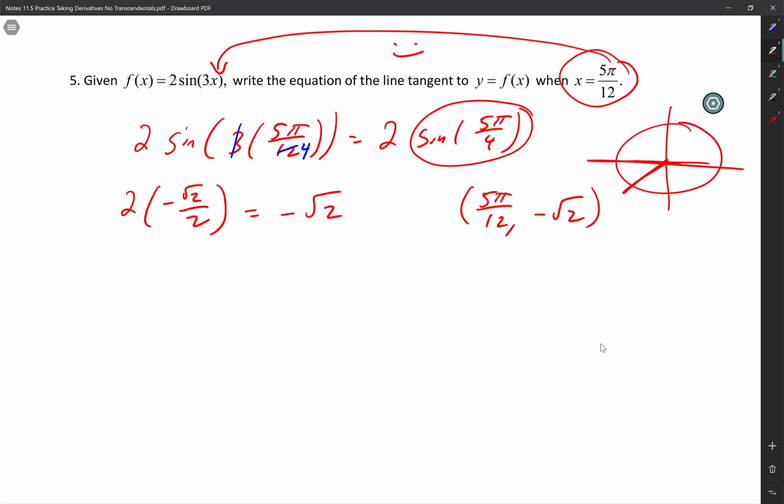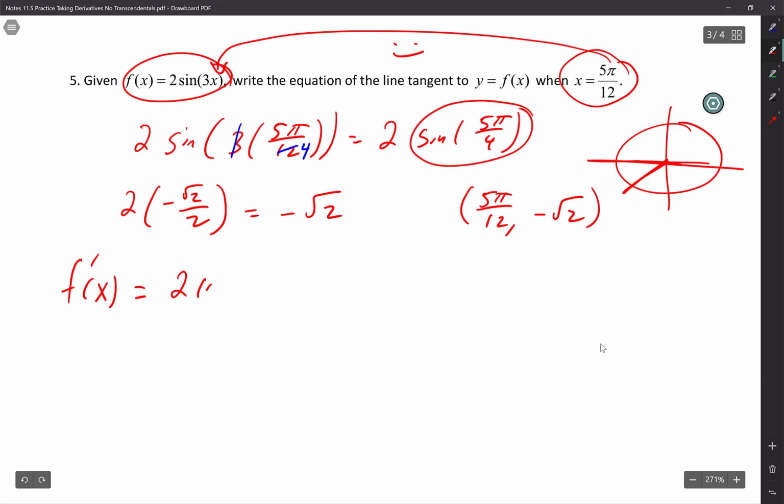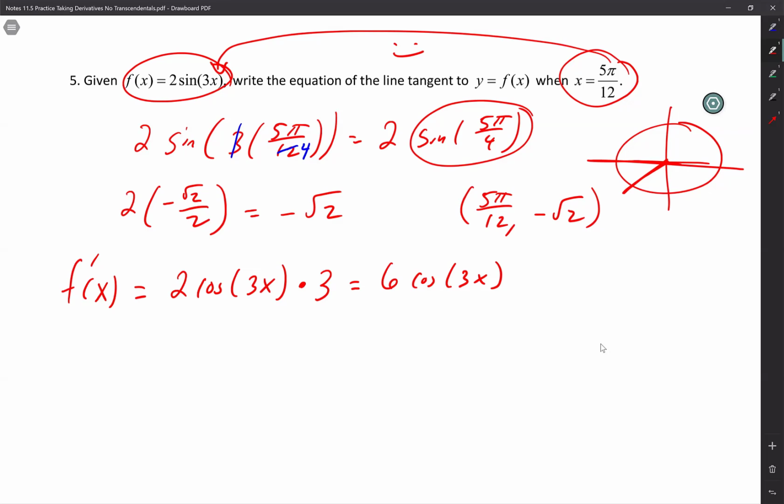All right, now I need a slope. So to get a slope, I got to take a what? Yeah, derivative. Anyone can answer now. So here we go. I'm taking a derivative. So the derivative of 2 sine 3x is 2 cosine 3x, and I'm not done, chain rule times 3. If you were to ask me this question the second semester, I would just immediately write 6 cosine 3x, but no big deal. 6 cosine 3x. Everyone pretty chill about that? So now, again, I'm going to plug in 5 pi over 12 to see what my slope is. f prime of 5 pi over 12.